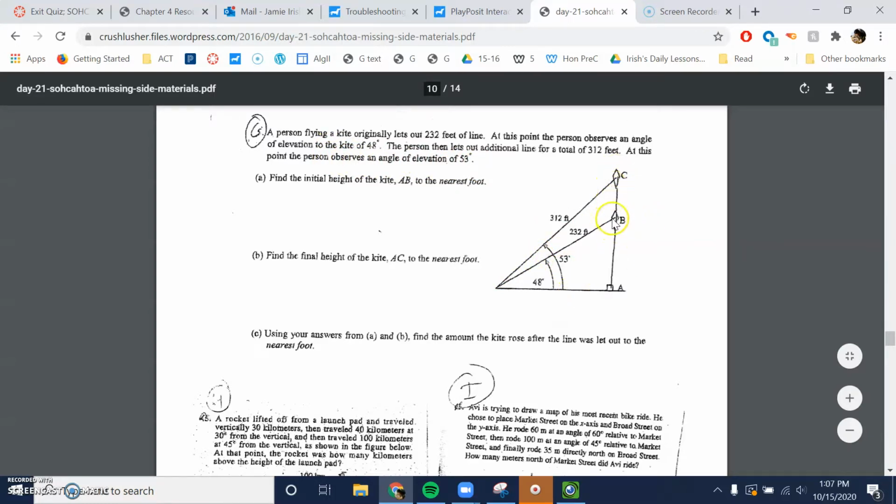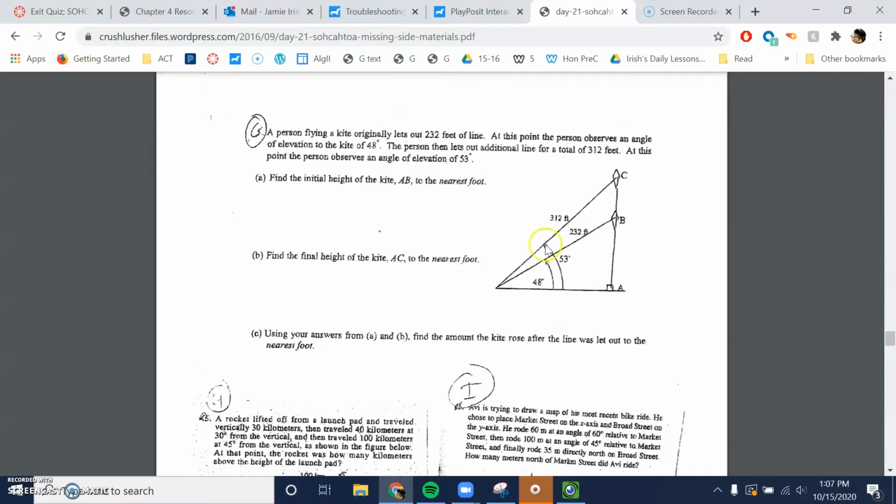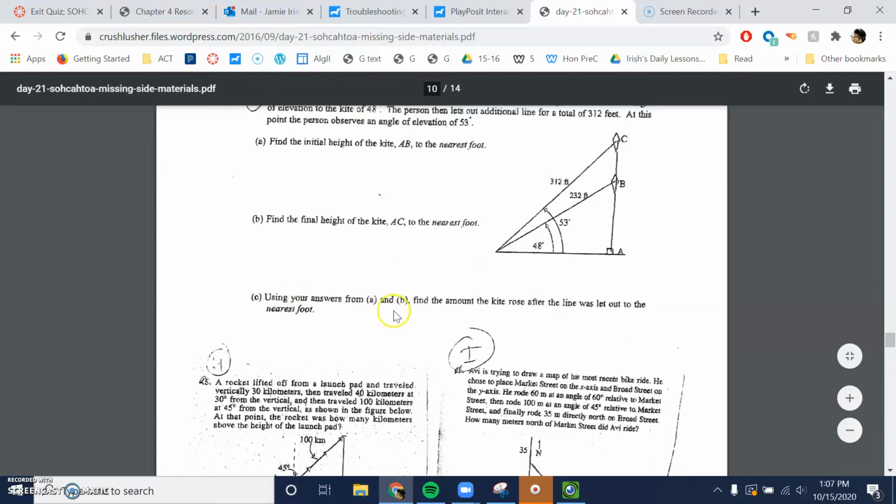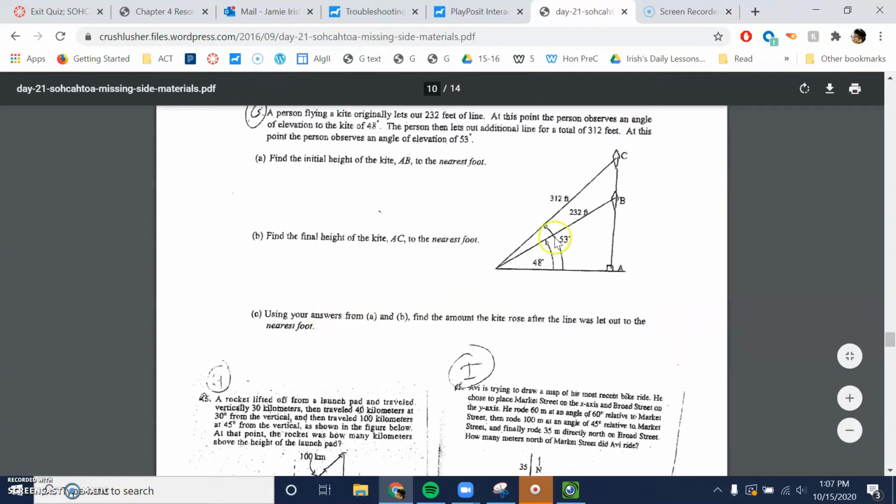So how do you know how high the kite is? And how do you know how far apart they are? Those are things you can't just automatically do. But if you know how much line you're letting out and you know the angle, then you can figure out how high something is. So watch this. I don't care about A and B because we're going to need to do that in order to find C. So find the amount the kite rose after the line was let out, to the nearest foot.